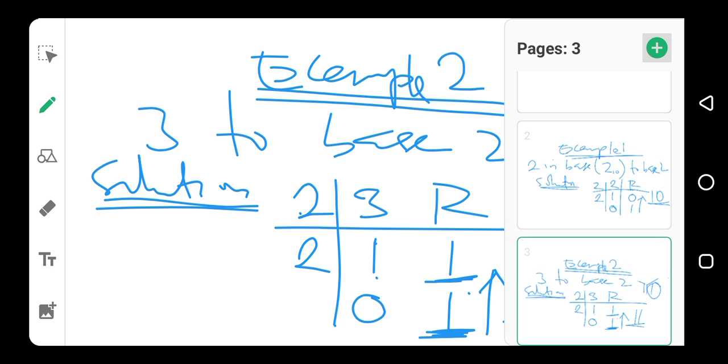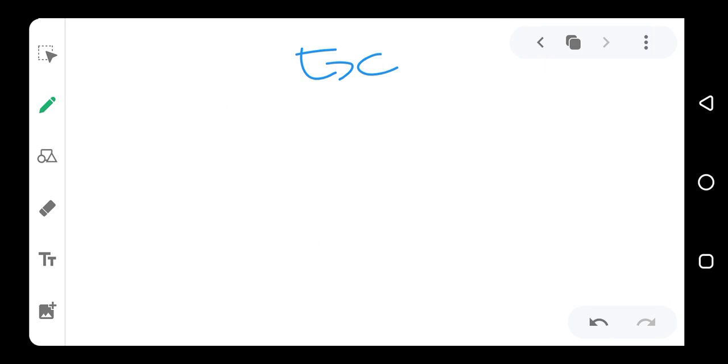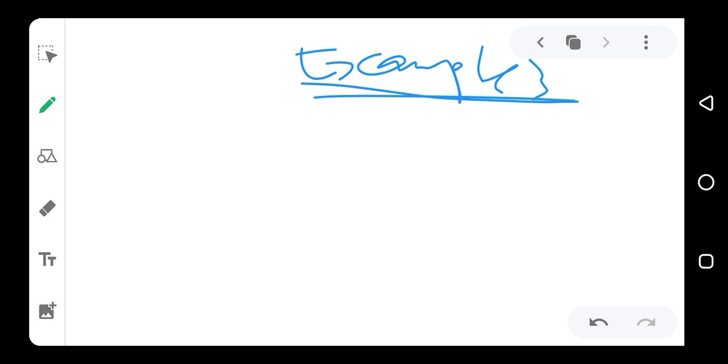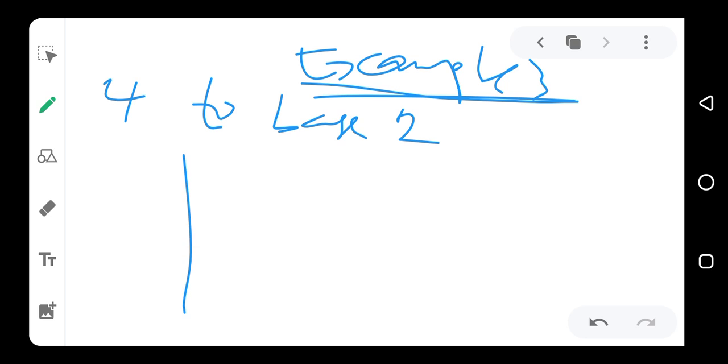Now another example, example 3. If we have 4 and we want to convert it to base 2, 4 in base 10 to base 2. Now we follow our steps again. This is 4 that we want to convert, and we are dividing by 2, and then we write the remainder. So 4 divided by 2, we are going to get 2.